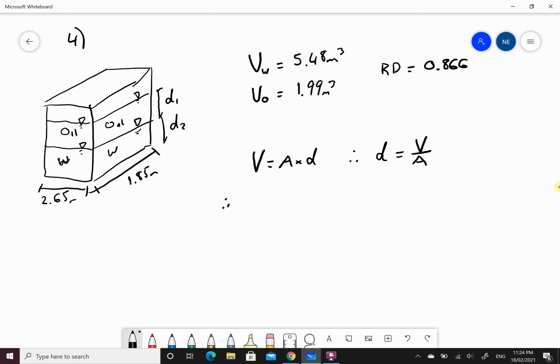So therefore, my D1, the depth of the oil, is equal to my volume of the oil divided by my area, which is these two multiplied by each other, 2.65 times 1.85 meters. What that gives me in turn is 0.4059 meters. It's D1. D2 is obviously the volume of the water.